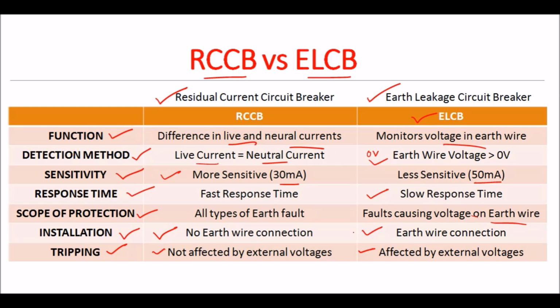So the conclusion is RCCB is more reliable, sensitive, and faster in response to earth fault compared to ELCB. They provide broader protection against various types of electrical faults and are more in line with modern safety standards, making them the preferred choice for ensuring electrical safety in most applications. Nowadays, only RCCB is used. ELCB is not used, but can be found in older buildings. ELCB usage is very low in comparison. Only RCCB is in the market.